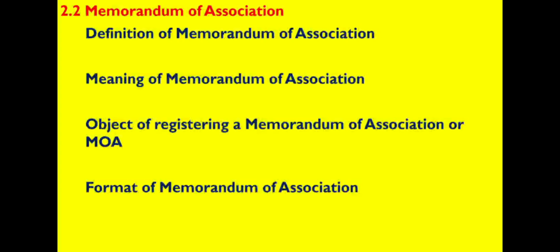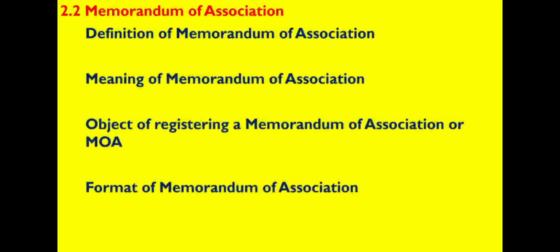Format of Memorandum of Association. Section 4 Clause 5 of the Companies Act states that a memorandum should be in any form as given in tables A, B, C, D, and E of Schedule 1. The tables are of different kinds because of different kinds of company.